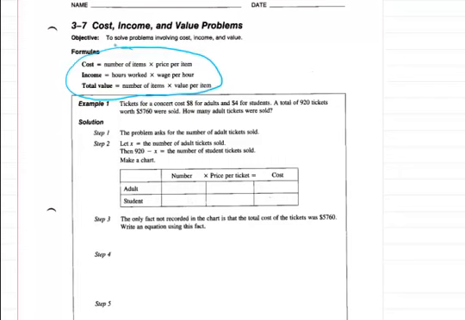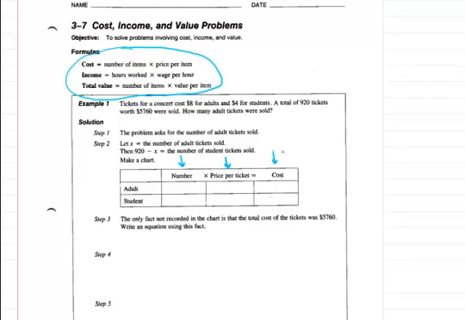So these problems all sort of fall into the same category. And all the charts are going to look basically the same. So there's going to be a column for number of things, there's going to be a column for price of things, and then there's going to be a column for total cost.